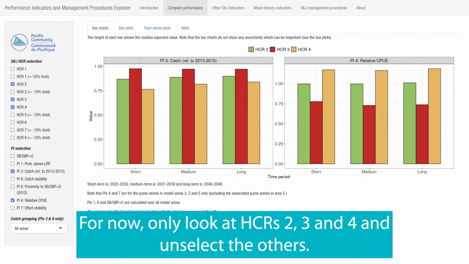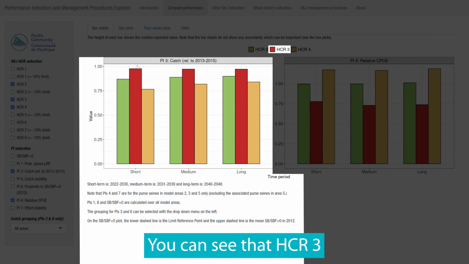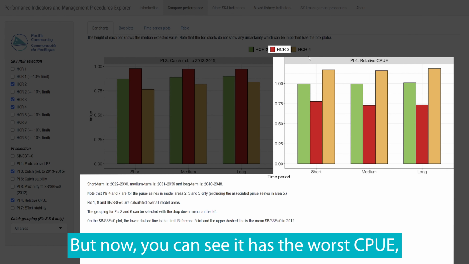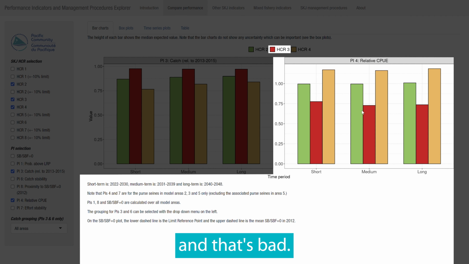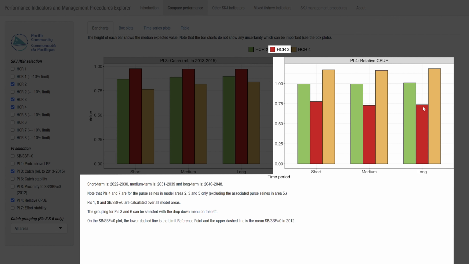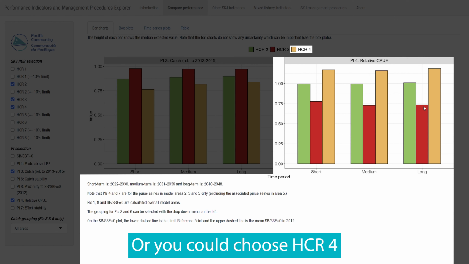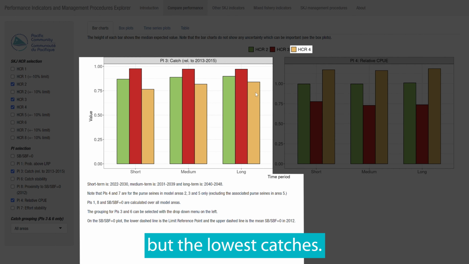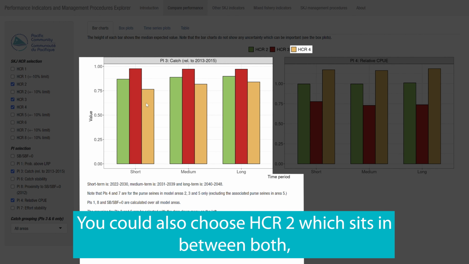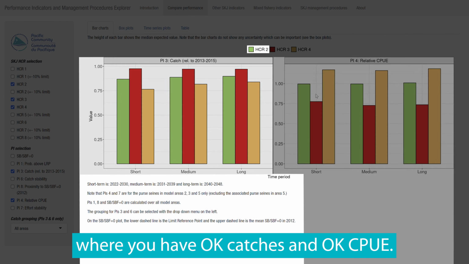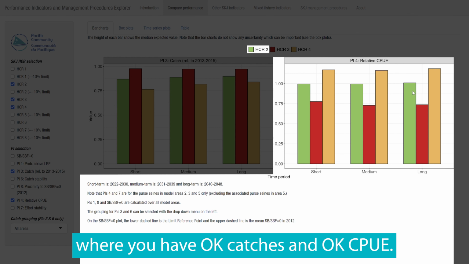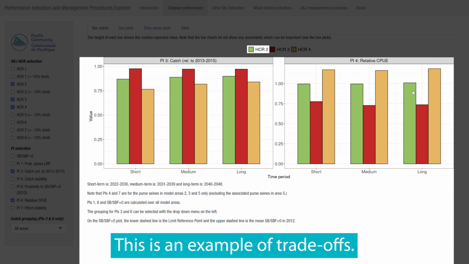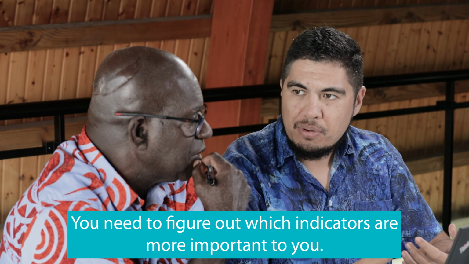Okay. You can see that HCR 3 has the highest catches. That's good. But now you can see it has the worst CPUE, and that's bad. Or you could choose HCR4, which has the highest CPUE, but the lowest catches. You could also choose HCR2, which sits in between both, where you have okay catches and okay CPUE. Okay. This is an example of trade-offs. You need to figure out which indicators are more important to you.